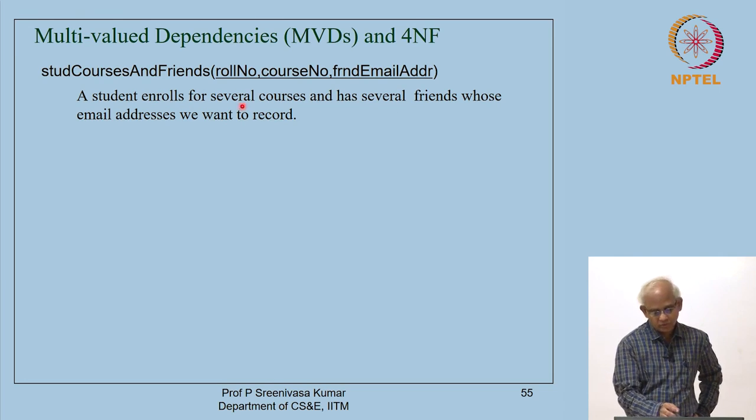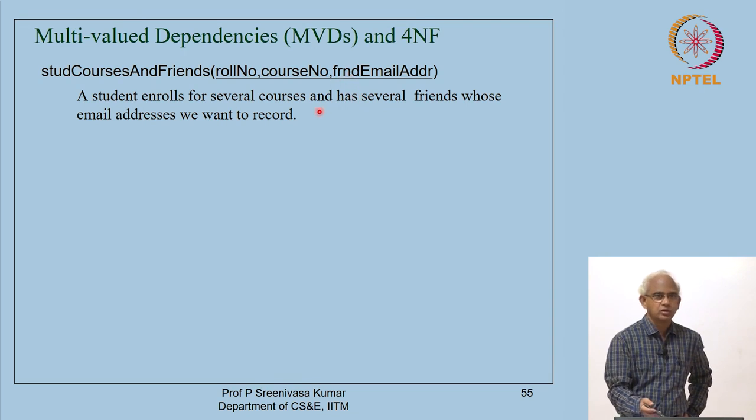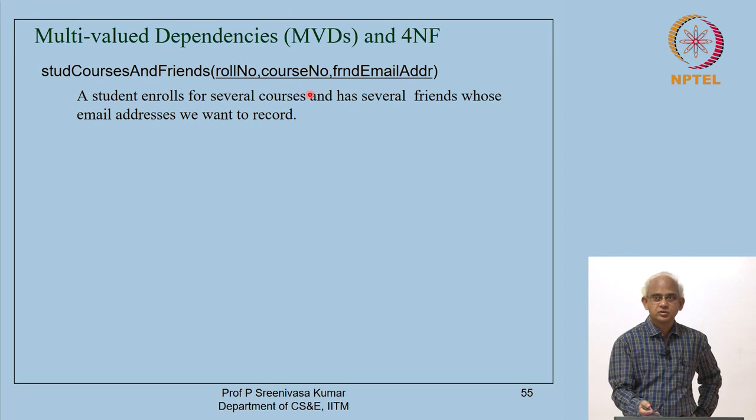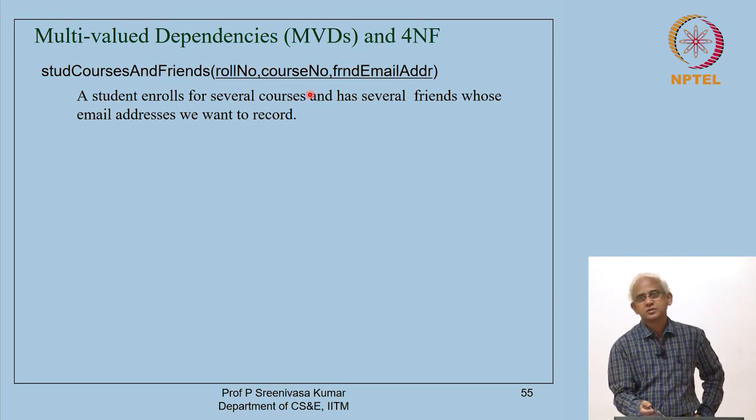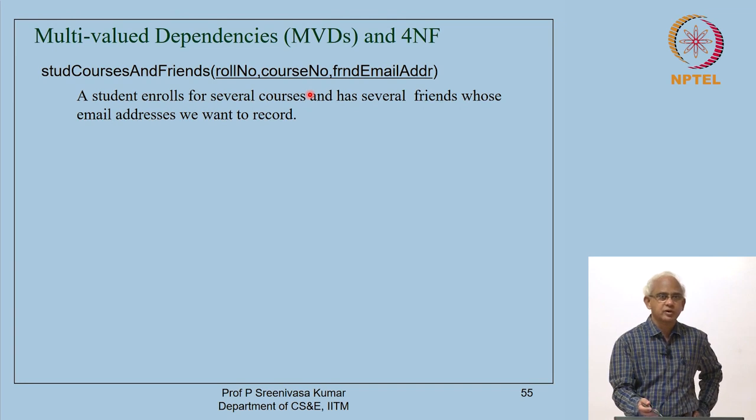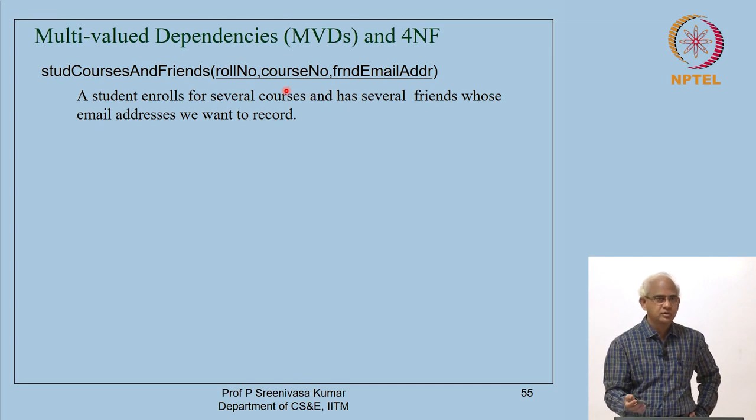And since there are no non-trivial functional dependencies, the relation actually is in Boyce-Codd normal form, right? The highest normal form that we know of right now is the Boyce-Codd normal form. What the Boyce-Codd normal form says is that for every non-trivial functional dependency X determines A, X should be a super key. Now, there are no non-trivial functional dependencies at all here.